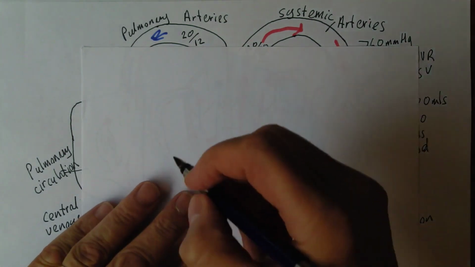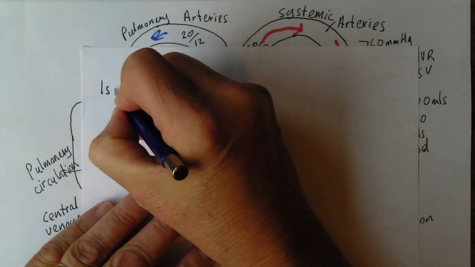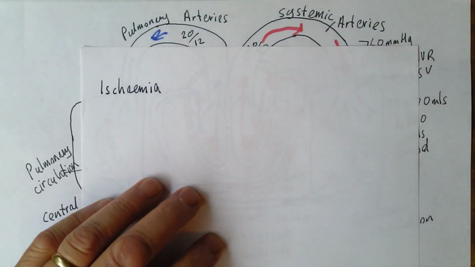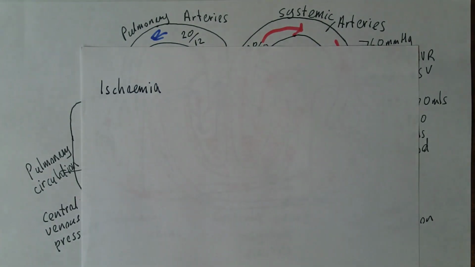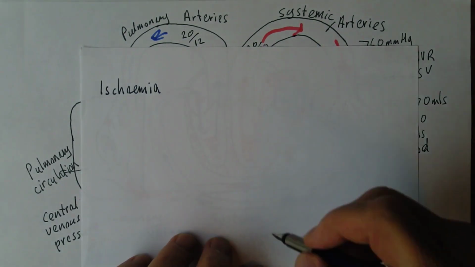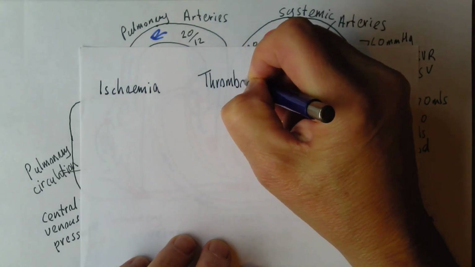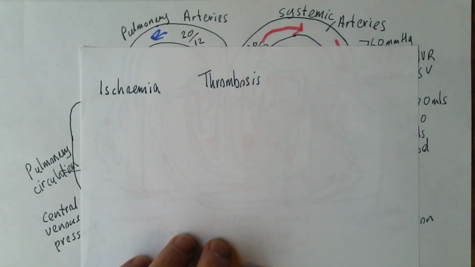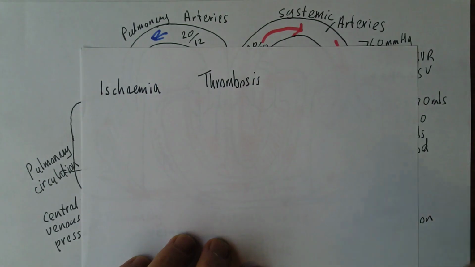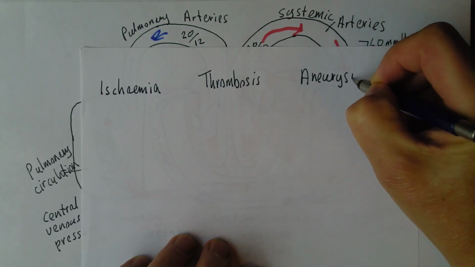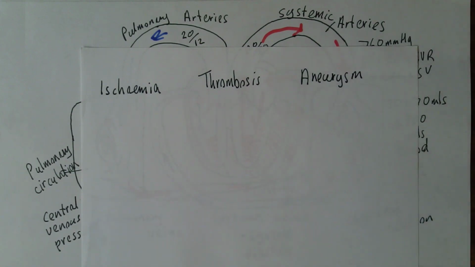So one is ischemia. Now, ischemia is a reduced blood supply to the tissue. Another is thrombosis. That is a blood clot where there's not supposed to be one. And another is aneurysm, which is a weakness in the wall of the blood vessel.